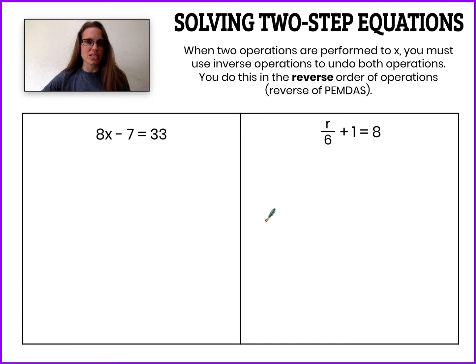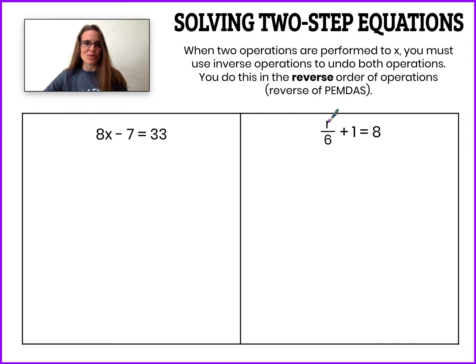In a one-step equation, one operation is performed to x, and therefore one inverse operation is used when solving the equation. In a two-step equation, two operations are performed to x, and two inverse operations are needed to solve. These inverse operations need to be performed in the reverse order of operations. The reverse order of operations typically means that when we're solving a two-step equation, first we add or subtract, and then we multiply or divide.